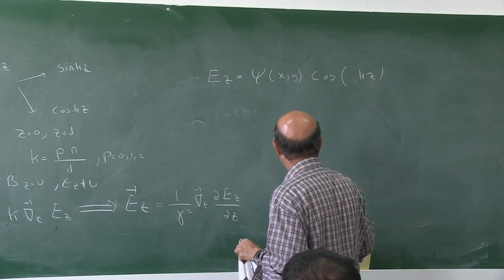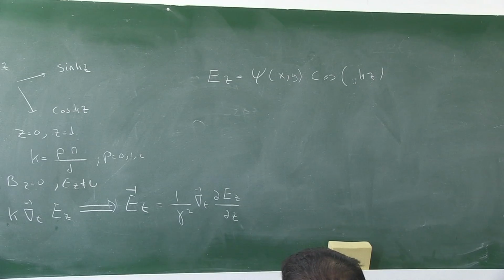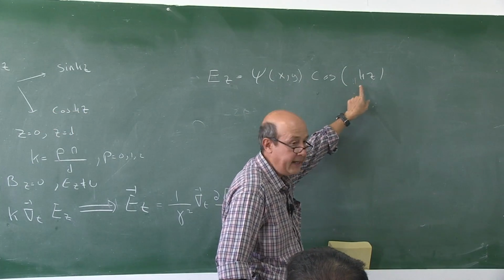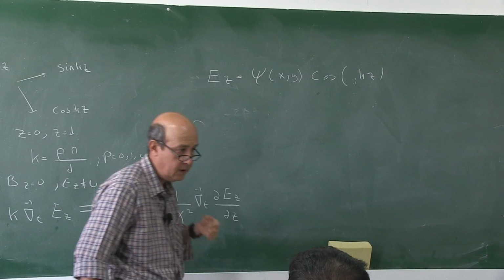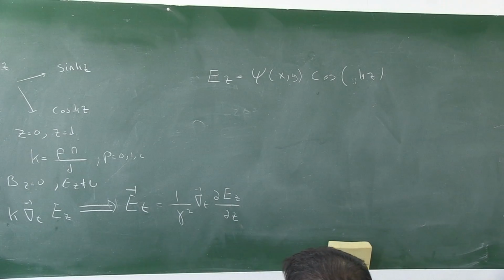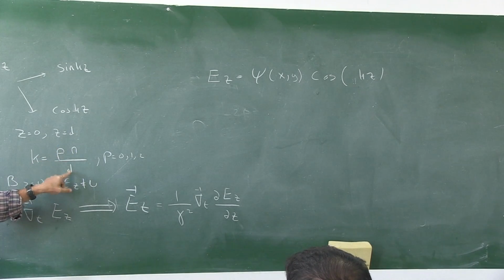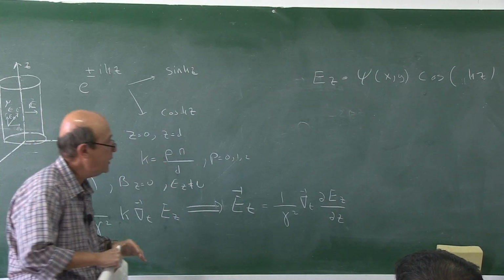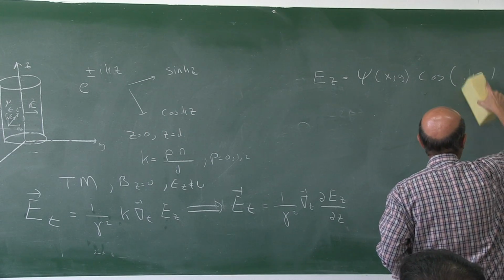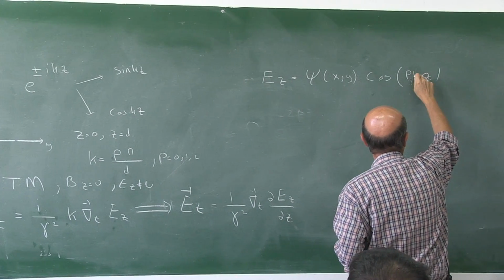In order to satisfy the boundary at z equal to d, what should be the k value? Sine kd should be what? Sine kd should be 0. Therefore, k should be n pi over d. We don't use n because we are using it for different purposes. Let's use p. So basically, instead of k, you can put the discrete values pi p over d.